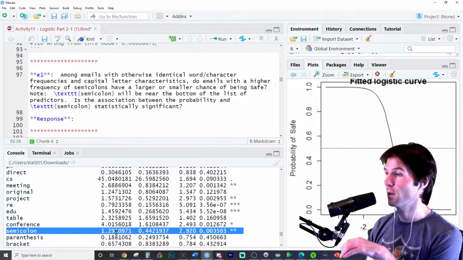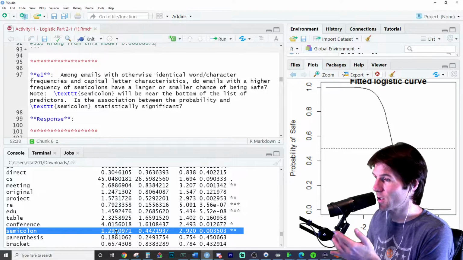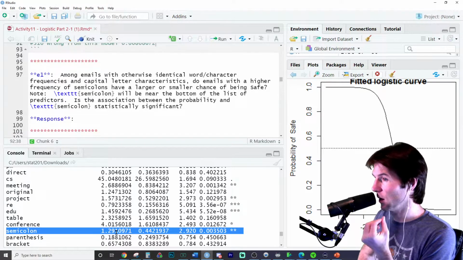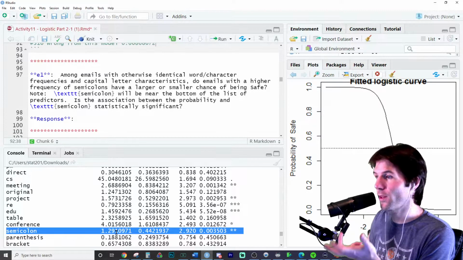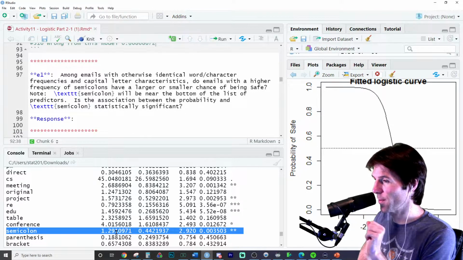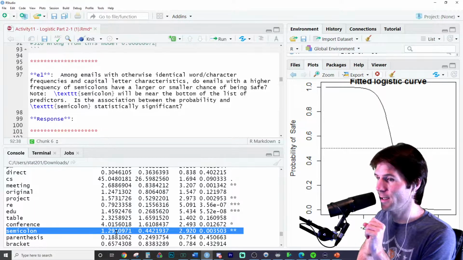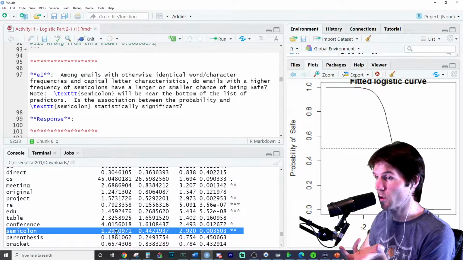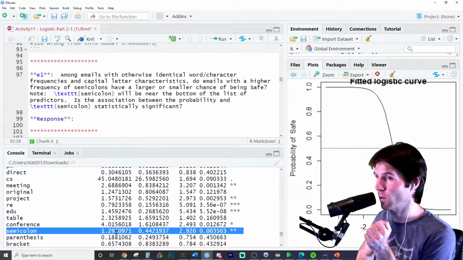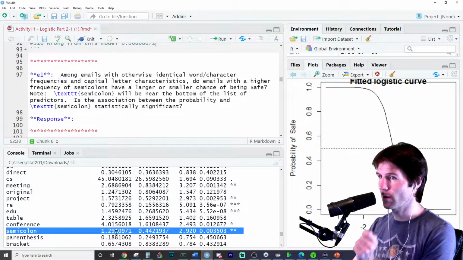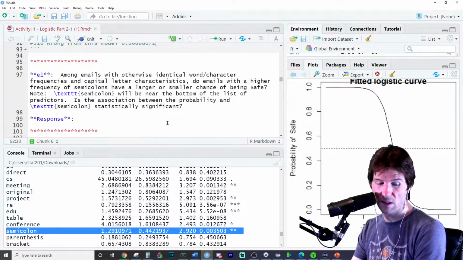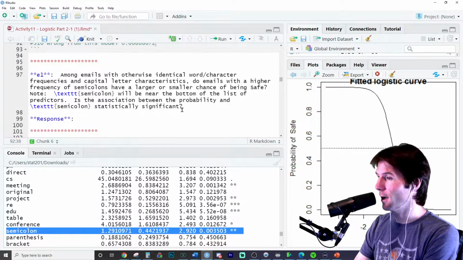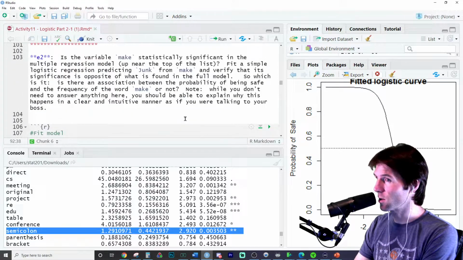So we're not saying add semicolons in your email is safe. We're saying we have two emails. They're identical emails. Every word in them is the same, except that one has more semicolons than the other. And actually, the frequency of semicolons being increased between two identical emails makes us say the email's more safe. And that's statistically significant, which means it's adding new information. So is the association statistically significant? Definitely. And it would lead to us thinking it's more safe.